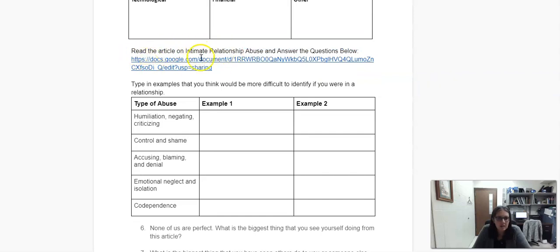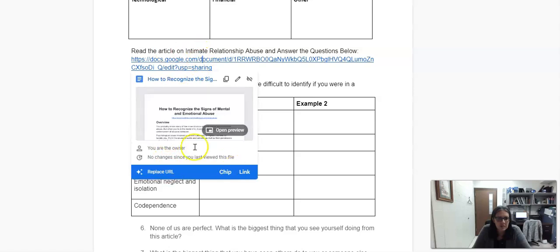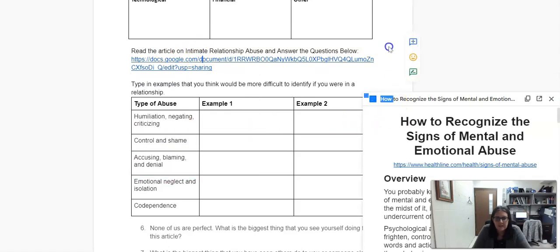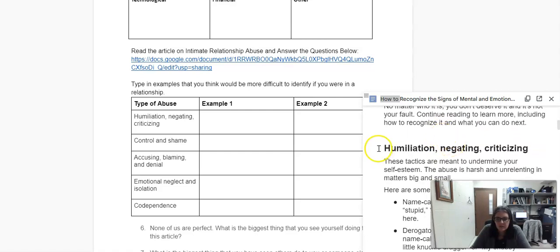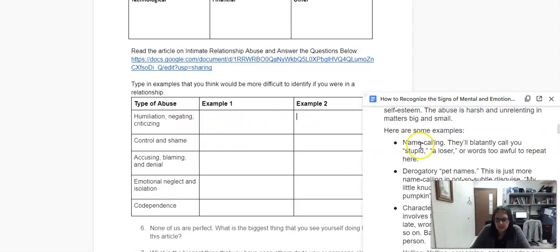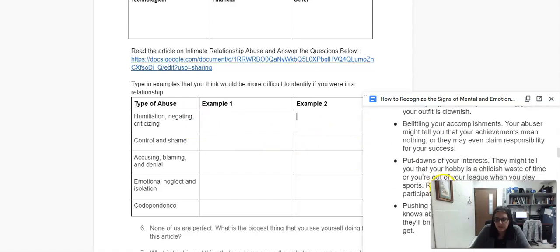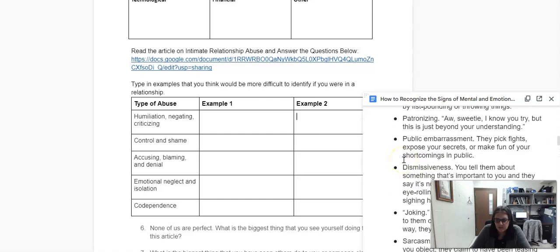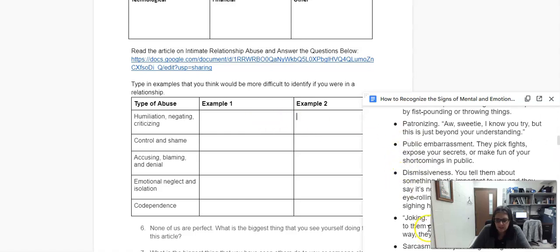And then I want you to read this article on relationship abuse and answer the questions below. This gives great information on how to recognize the signs of mental and emotional abuse, because it can be so tricky. The people that do this can be really sneaky about it, and they don't start off doing it, or at least not badly, and then slowly over time they do it more and more, and then it's harder to recognize. It gives an overview, but then it also covers humiliation, negating, and criticizing, and I want you to give examples of this. Read through and note what things made you think, ooh, I wouldn't have thought of that, but that sure is abuse. And just put those in after reading about it.